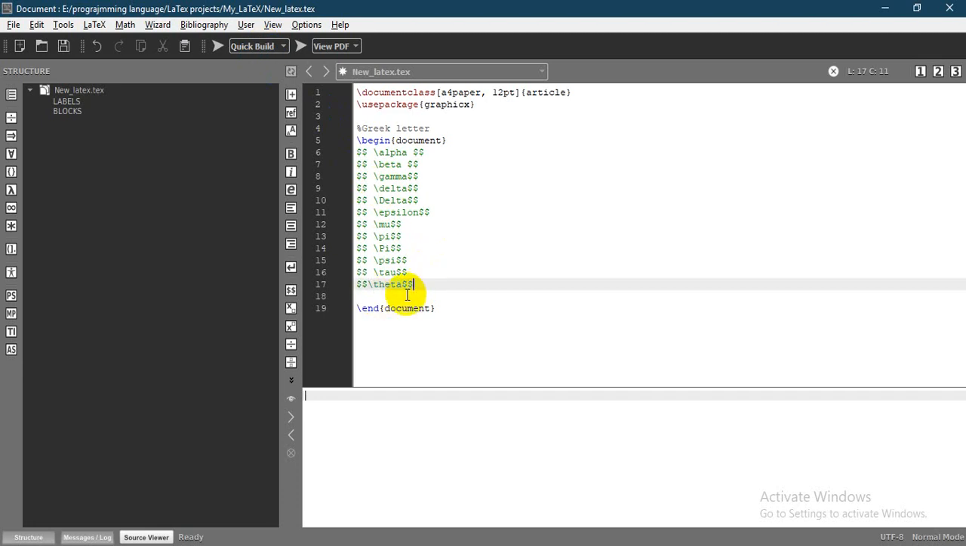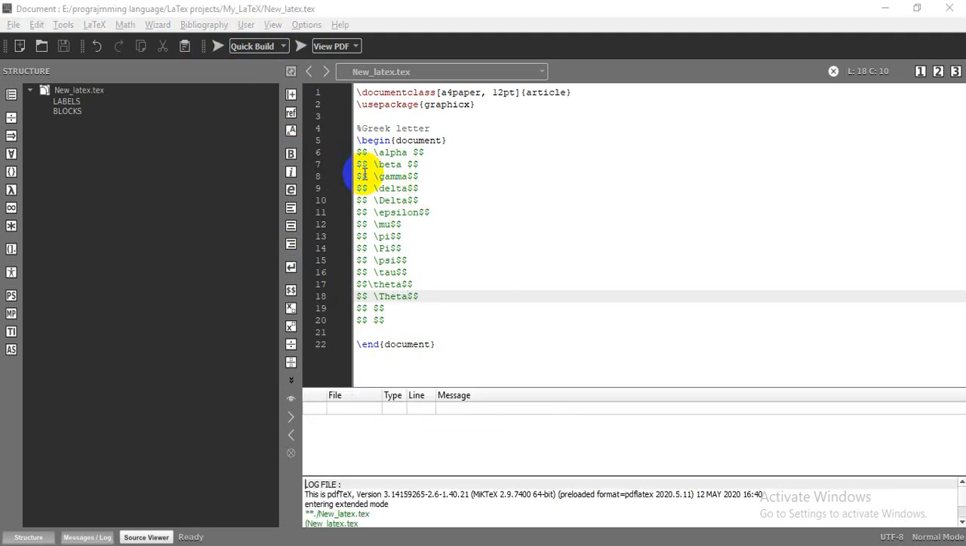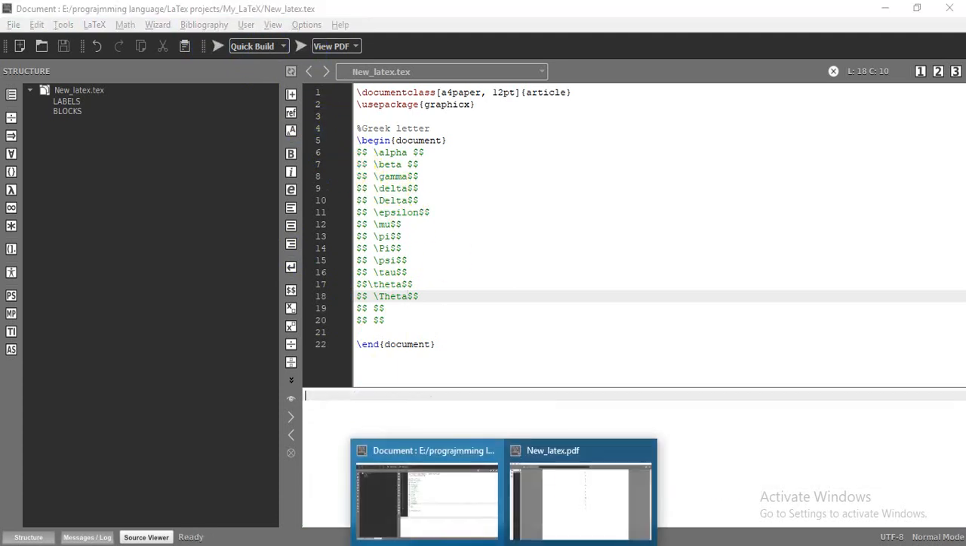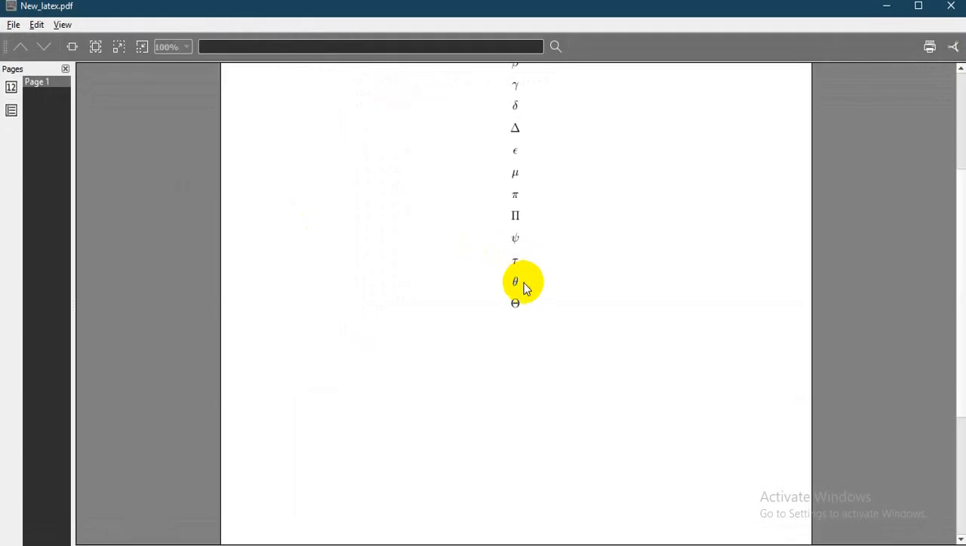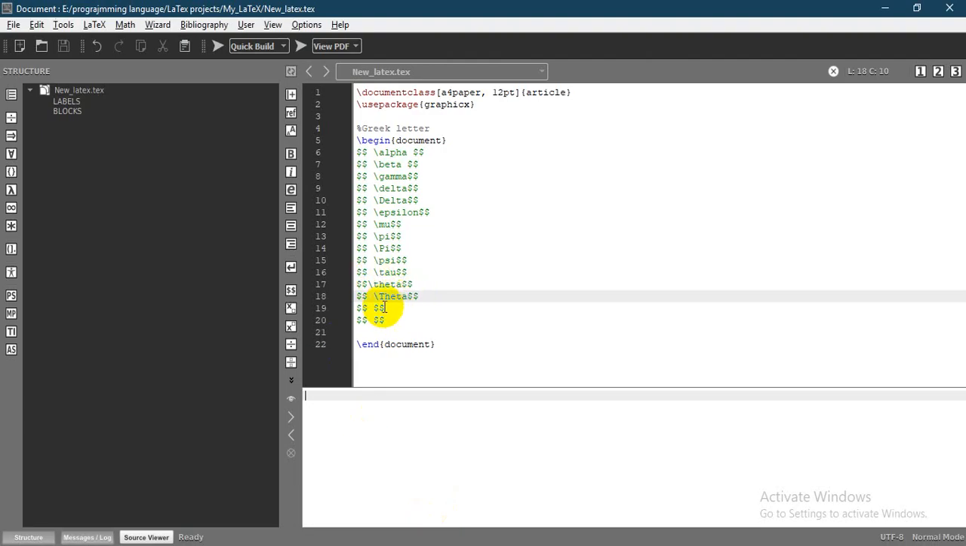So theta can exist with capital letter and small letter. So here I come, I paste again here. I can come here and paste here. I can come here and I paste here. Now let's say I want to write theta in capital letter as such. So I compile and I run. So I open here, you see theta in small letter and theta in capital letter are given to you.